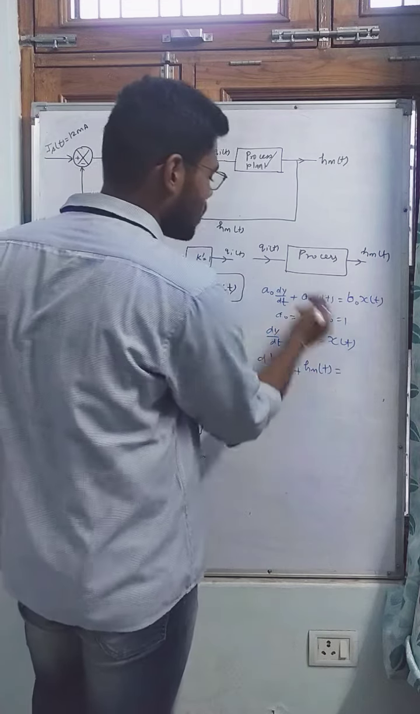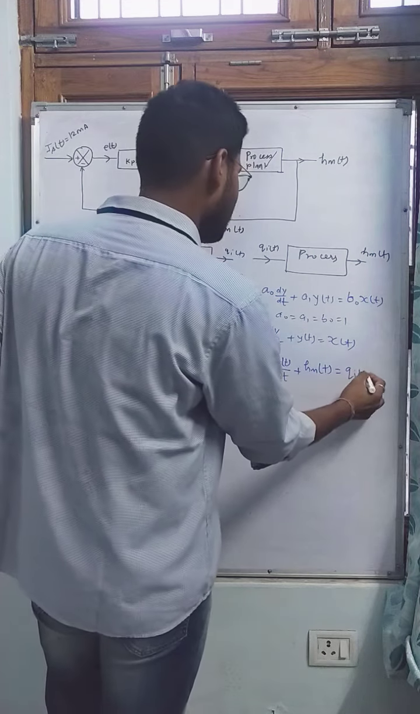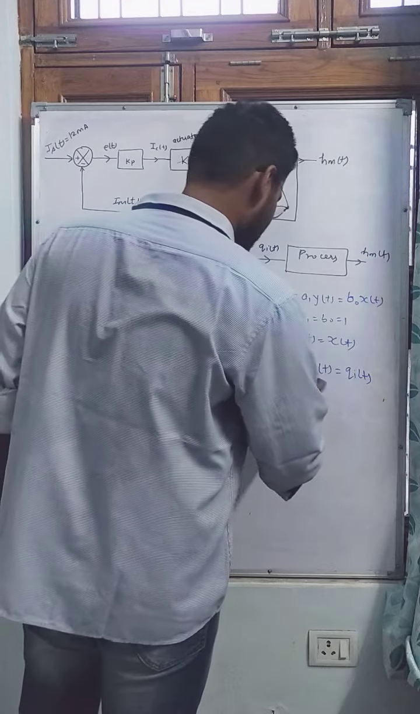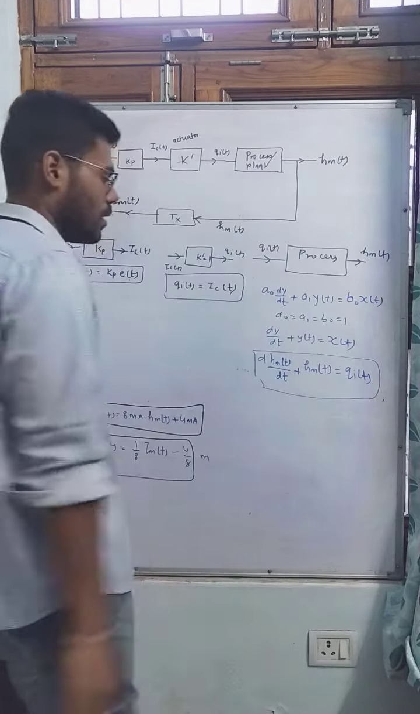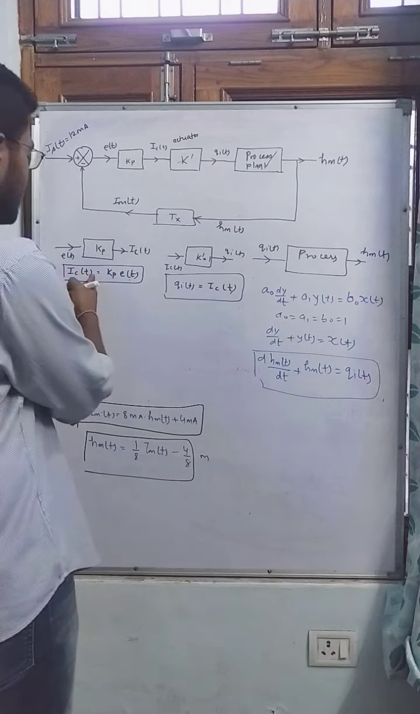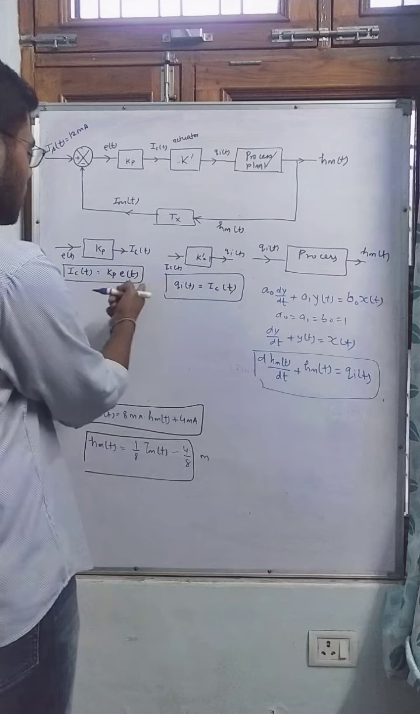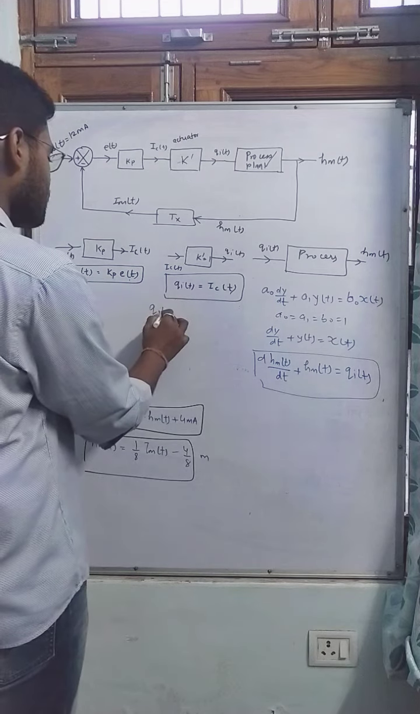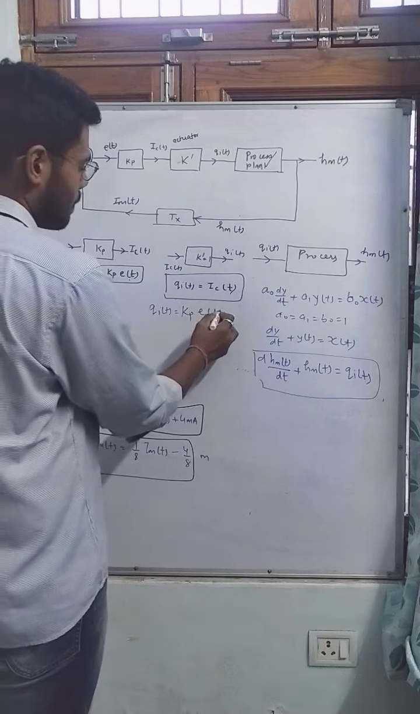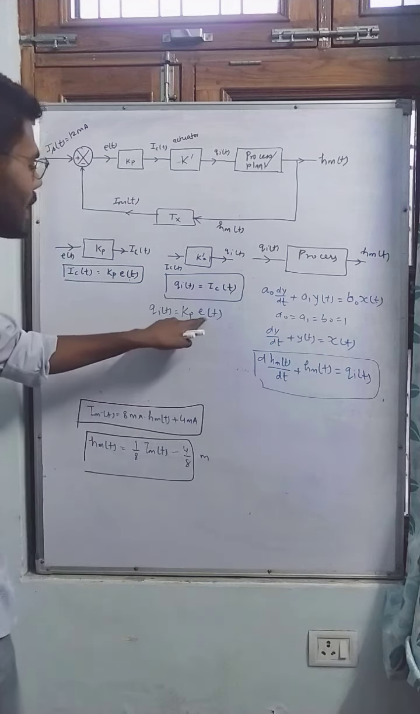And what is xt? Xt is qit. Fine. Now keep this in a box. Now look here. I see it equal to kp into et. From these two equations, what is qit? Qit is kp into et. From these two equations.